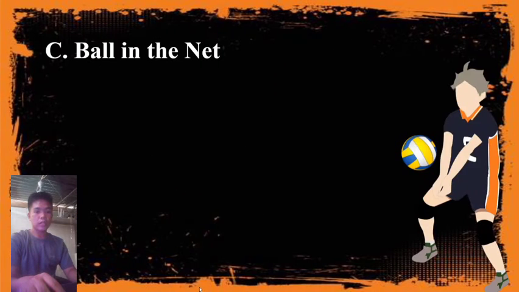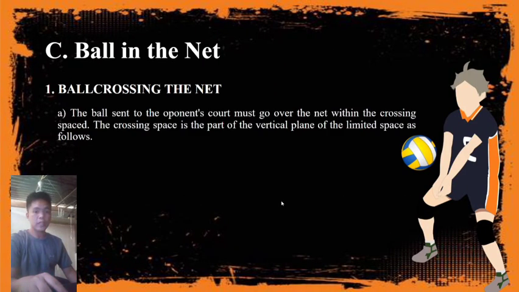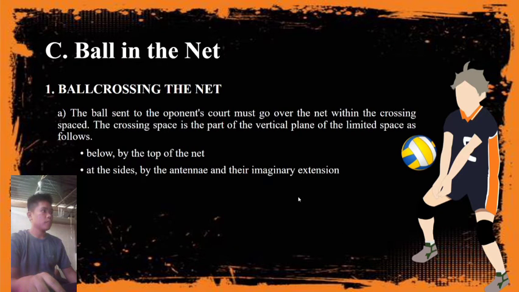C. Ball in the net. Ball crossing the net. The ball sent to the opponent's court must go over the net within the crossing space. The crossing space is the part of the vertical plane of the limited space as follows. Below by the top of the net. At the sides by the antenna and their imaginary extension. Above the ceiling.